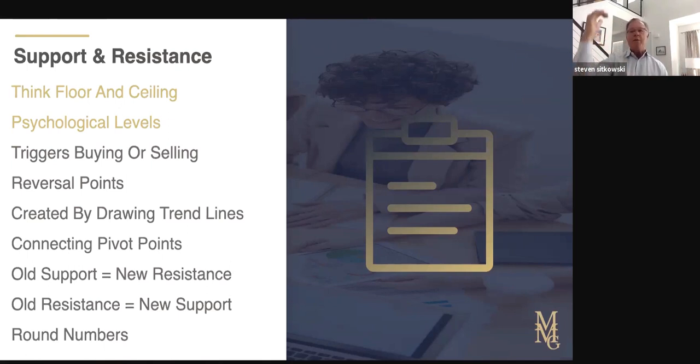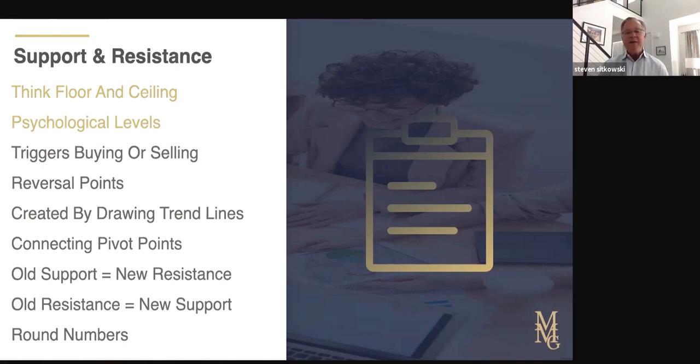At some point, it'll either break above the 30 or below the 20. Now, here's the fascinating part. If a stock breaks above the 30, it'll go up until it finds a new ceiling. And what used to be the ceiling at 30 now becomes the floor. So old resistance becomes new support, and old support becomes new resistance. So let's say it breaks down below 20 and it falls to 15, and then it starts moving back up. Chances are it's going to find a lot of resistance when it hits 20 again.